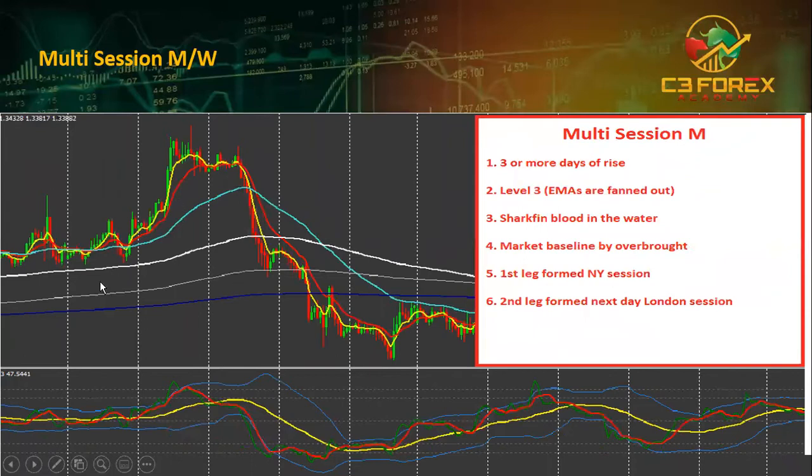Another example, price has been rising, EMAs is fanned out. Market baseline sitting at overbought. Shark fin, blood in the water. Price closed below the 13 EMA. Closed back above the 13 EMA, giving you a second leg, finishing an M pattern and drop.